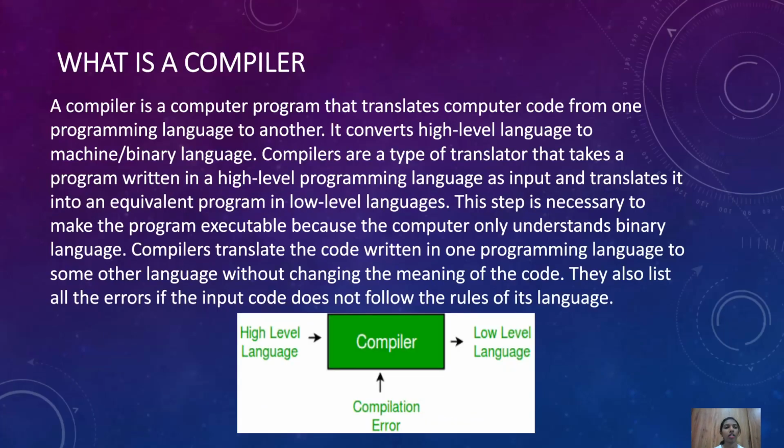What is a compiler? A compiler is a computer program that translates computer code from one programming language to the other. It converts high-level languages to machine or binary languages.